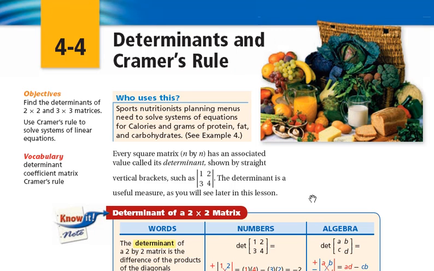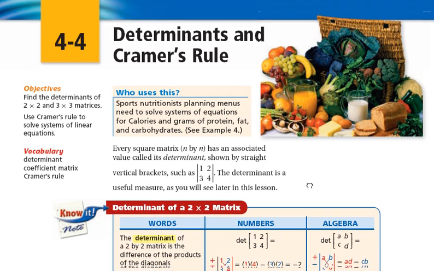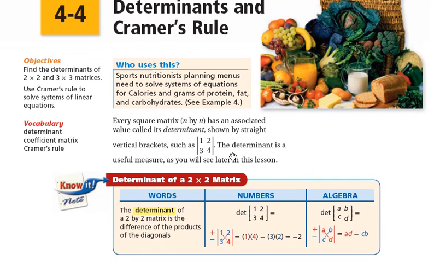This is all about doing different things here with matrices, and what we're looking at as far as a determinant. A determinant is really a number that we get out by doing different operations with a square matrix.